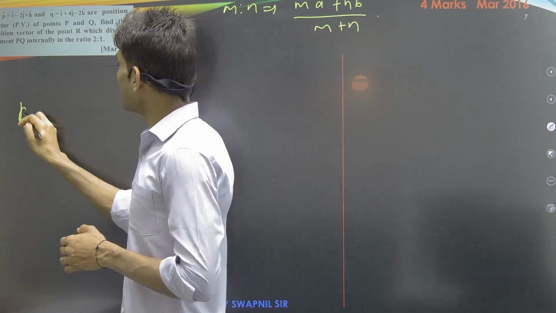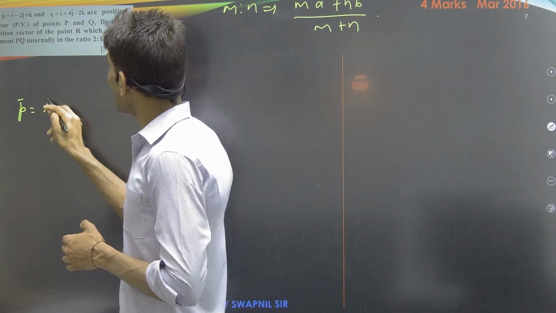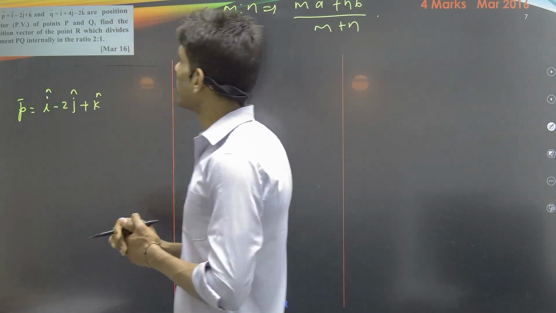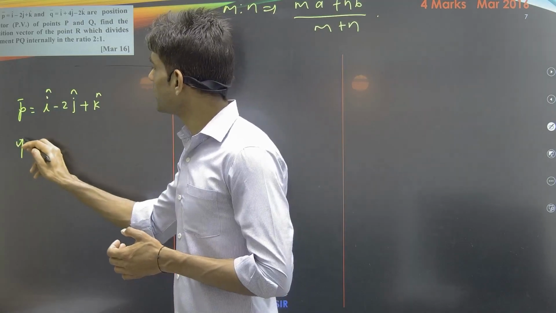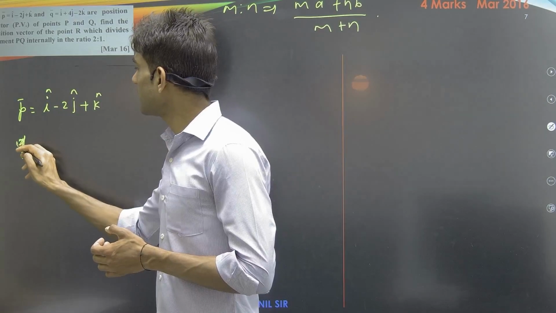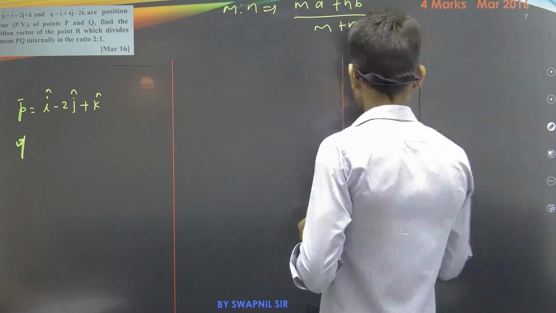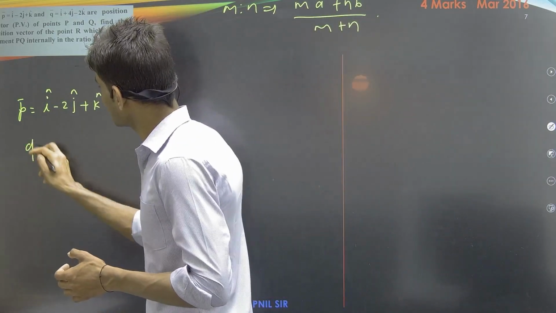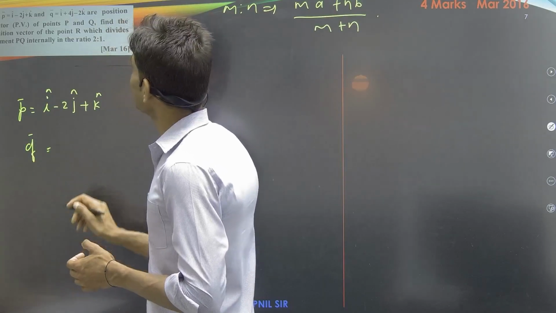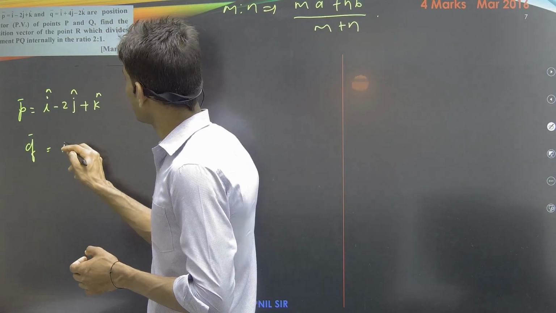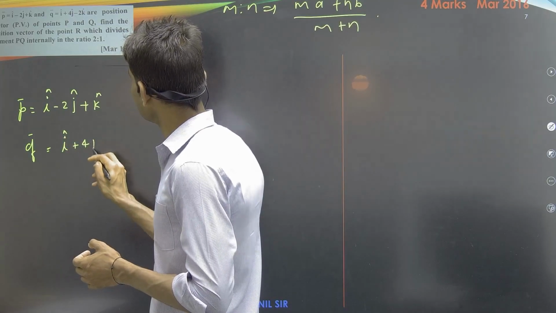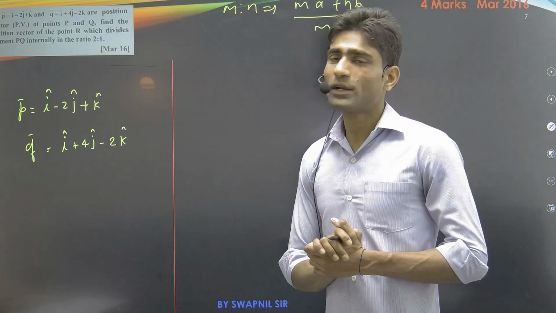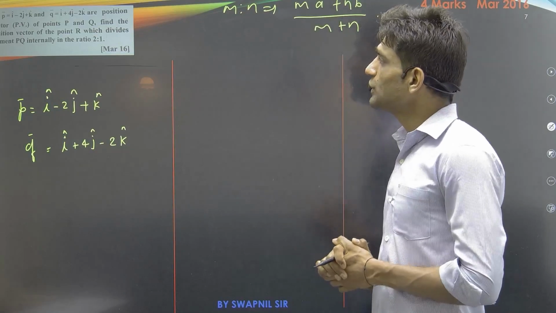Okay, so we have given position vector p bar as i cap minus 2 times j cap plus k cap, and position vector q bar is also given as i cap plus 4 times j cap minus 2 times k cap. So we have given position vectors p bar and q bar, which are the position vectors of the points p and q.